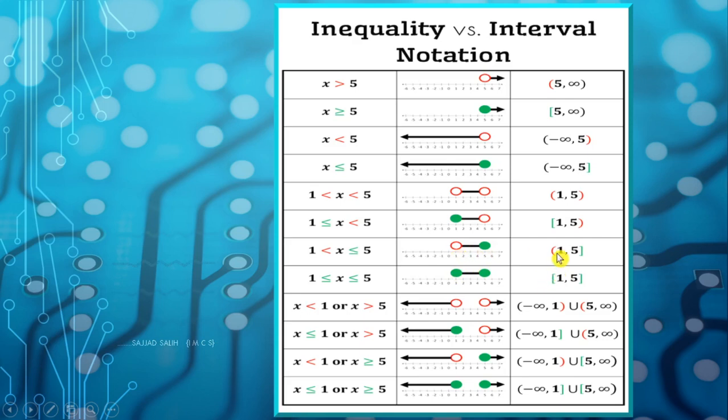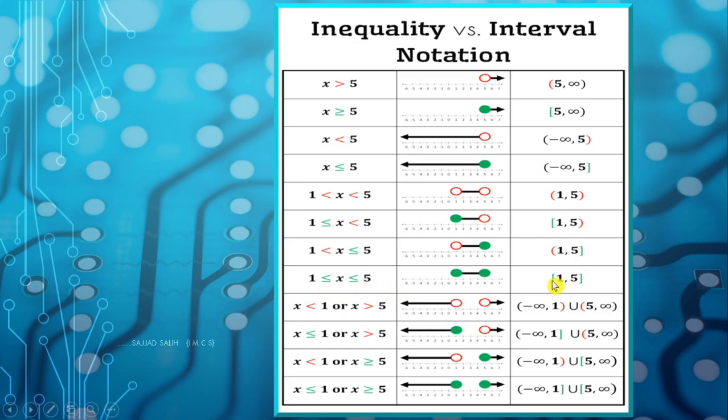Here we define 1 as closed and 5 as closed: 1 less than or equal to x less than or equal to 5. This is the closed interval. That means 1 is involved and 5 is involved, and all the points x between these 2 points are involved.